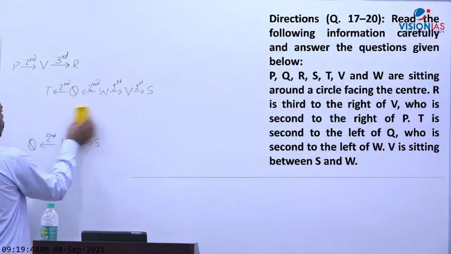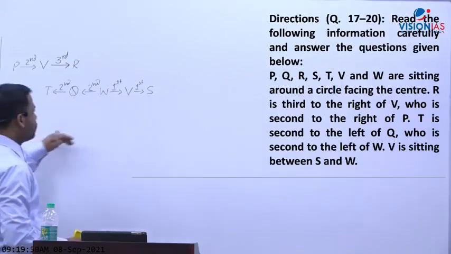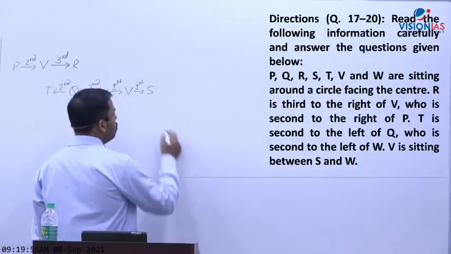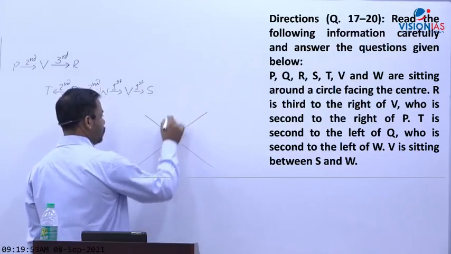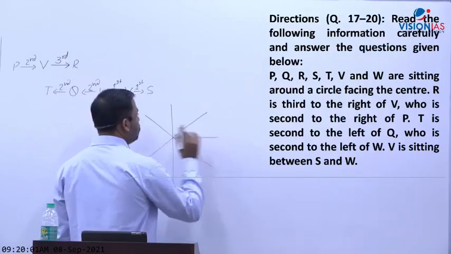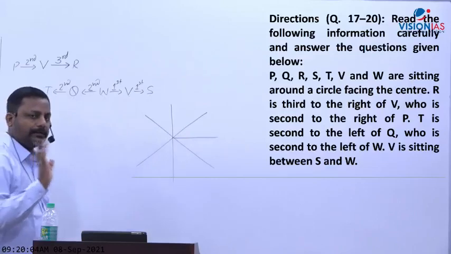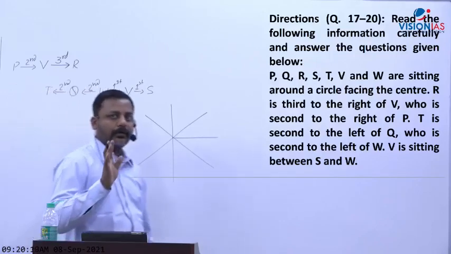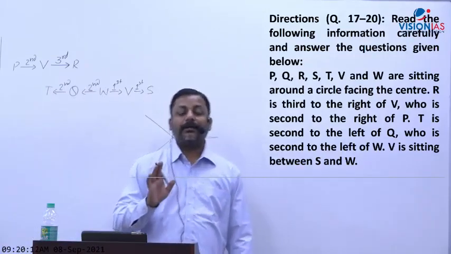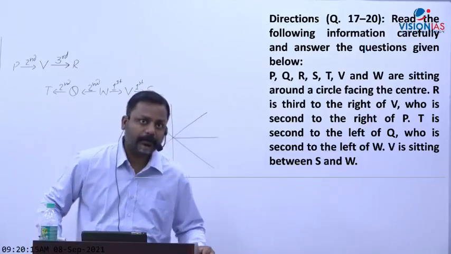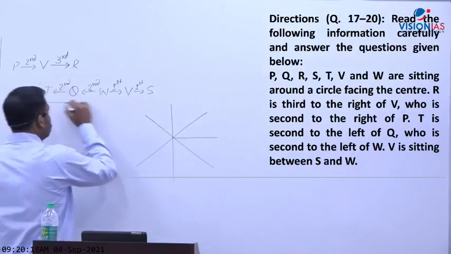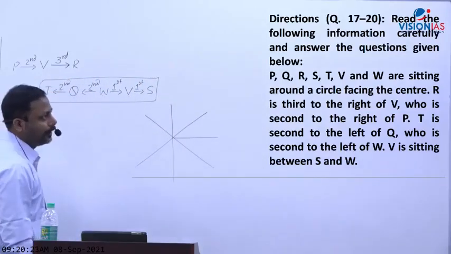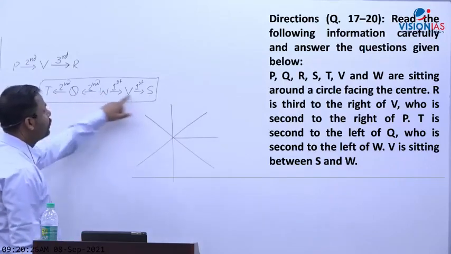Now we do not need these two sets of information as we have clubbed both together. Now place it on the formation. As we know that only 7 persons are there, we have drawn 7 small lines. And now place the given information. Start with the set of information where you get the maximum number of informations. So we will place this set of information first.